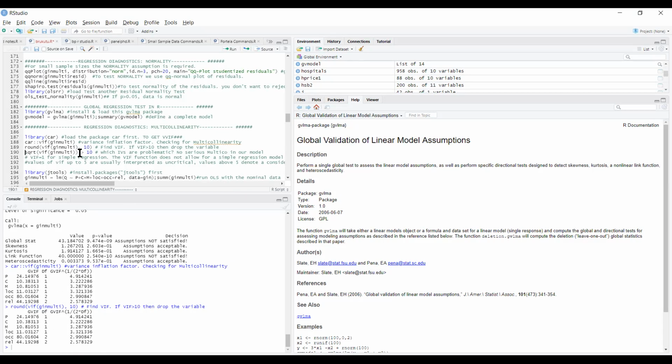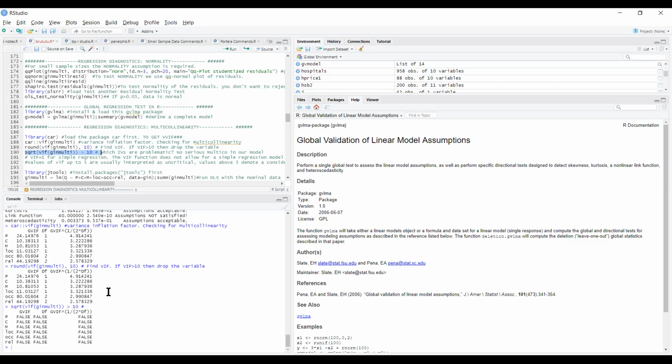But this one is an interesting one, because this one will ask R to identify which ones are problematic, which ones are serious. This command, with the square root of VIF, will ask R to determine which ones are serious. Once you run that, it will tell you false, false, false, false, which means that none of them is seriously exhibiting any multicollinearity. You clap for yourself, and then you can proceed with your work. Put it down and indicate that you did a check and the results were fine.